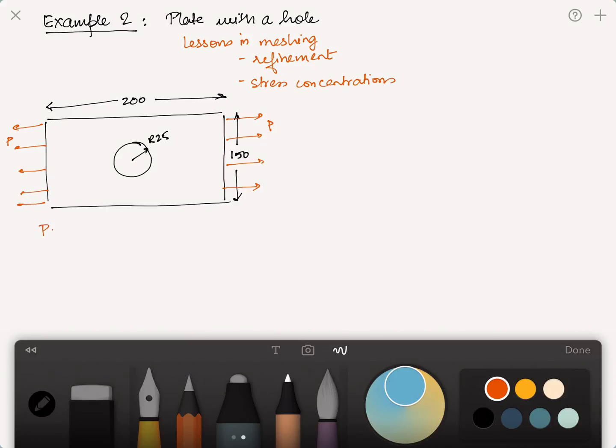So I can write it here, P is equal to 1 kilonewton. The Young's modulus is 70 e to the power 3. And the rest of the information is just the Poisson ratio, which is required for setting up the material type.